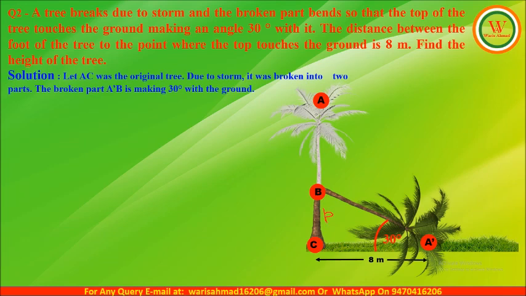Now this tree is making an angle of 90 degree with the ground. So the side opposite to this 90 degree will be taken as hypotenuse. Means A dash B will be taken as hypotenuse, while A dash C will be taken as base. So we got perpendicular, base and hypotenuse of triangle A dash B C.